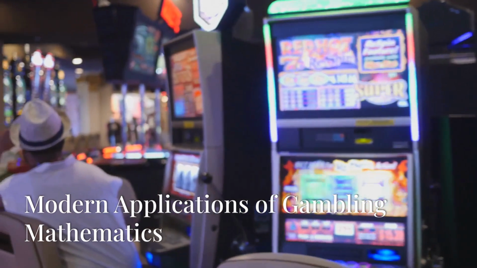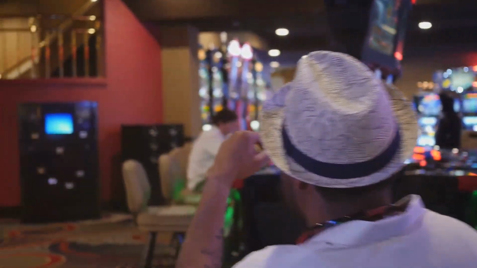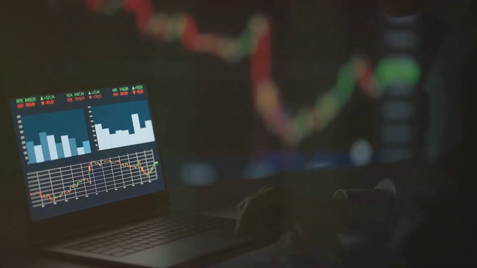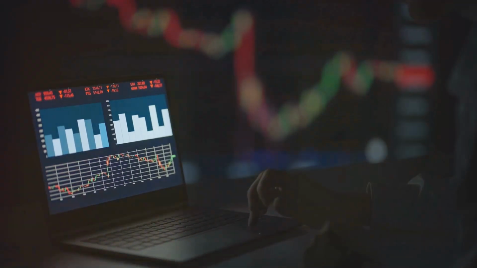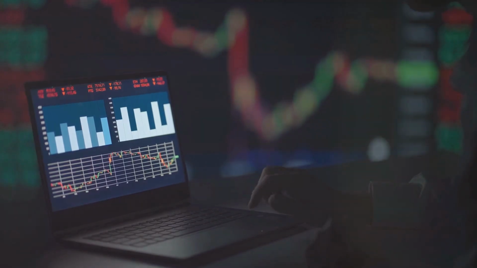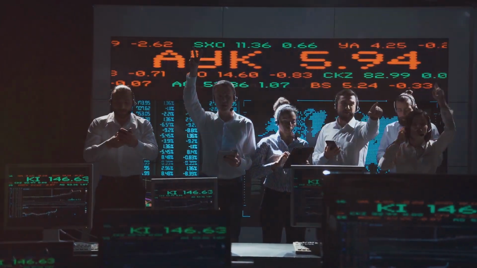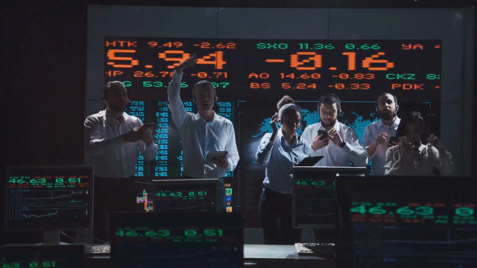Modern applications of gambling mathematics extend beyond casinos. The principles of probability, expected value, and game theory are used in various fields, including finance, sports betting, and artificial intelligence. These applications demonstrate the broad relevance of gambling mathematics.